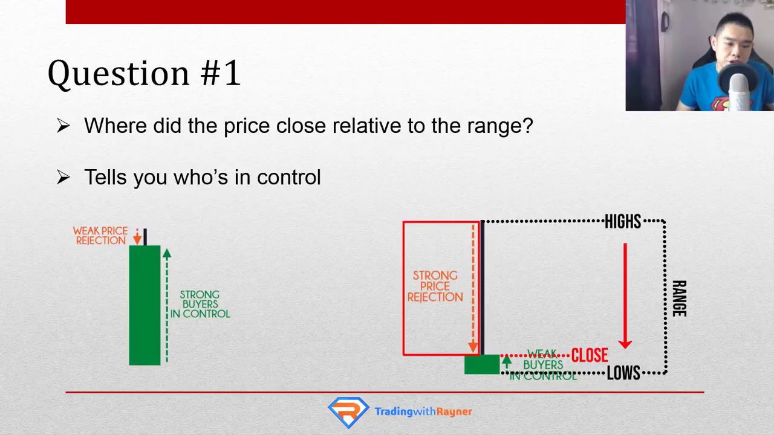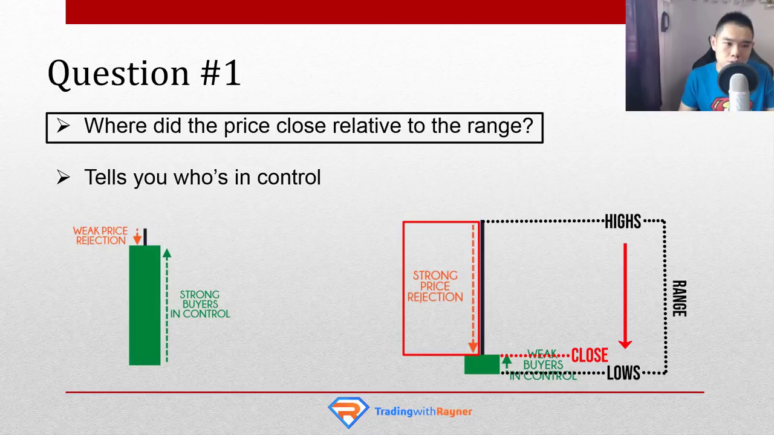Strong selling pressure in the background caused the price to close only marginally higher within the range. So this question tells you who's in control. At this point, when you look at this candle, it tells me that the sellers are actually the ones in control. That is where the price closed relative to the range.